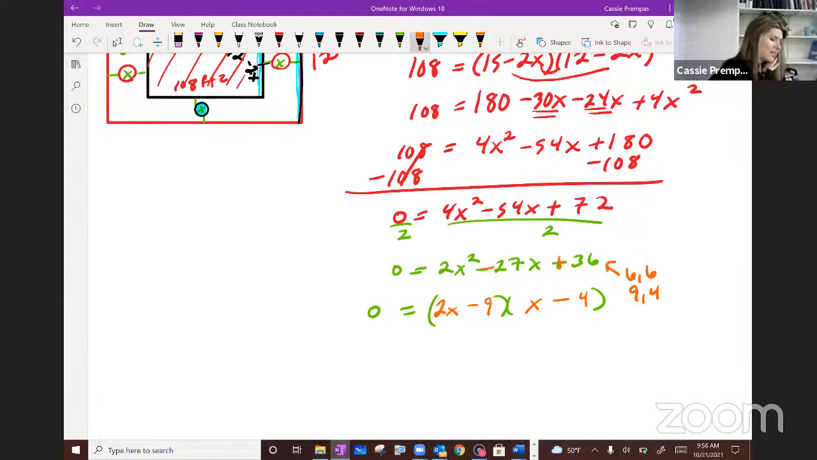The next thing I could look at, 18 and 2 won't work either. I feel like 9 and 4 should work, but I'm not looking at why it's not working. Maybe 18 and 2 won't work. 9 and 4. Six and 6. What's going on here?